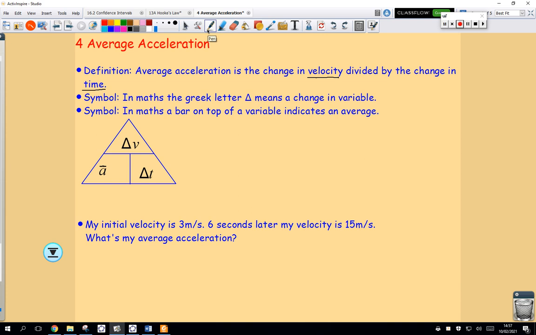So my initial velocity is 3 meters per second. 6 seconds later my velocity is 15 meters per second. What is my average acceleration?